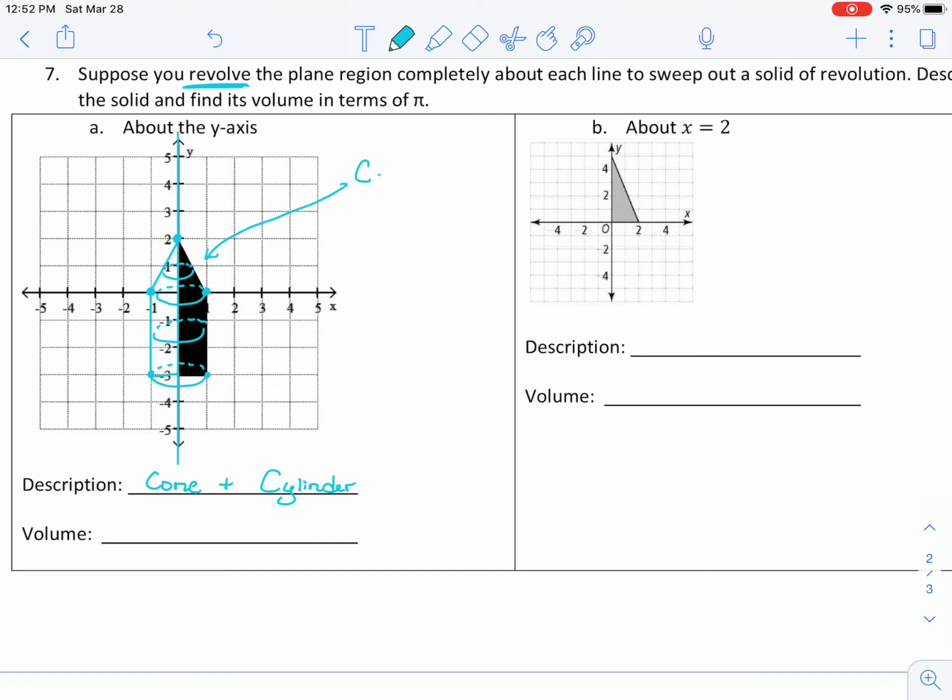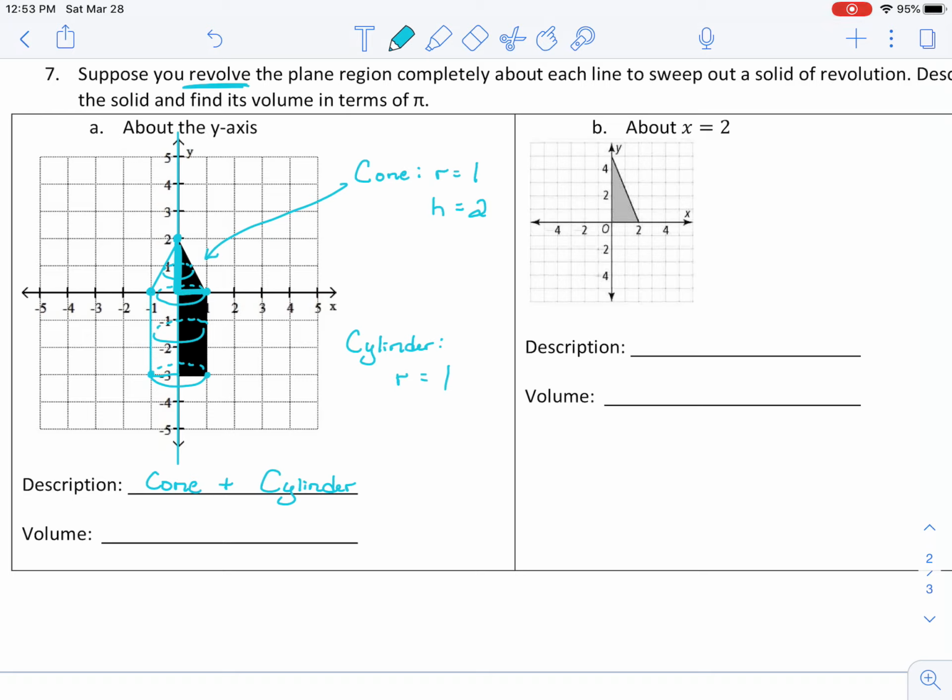So let's pretend you actually wanted to finish this problem. The cone has a radius of 1 because this y-axis is 1 unit away from the base. Sorry, not from the base, from the edge of the base. The cone has a height of 2 units because that center is 2 units from the apex. The bottom shape is a cylinder.